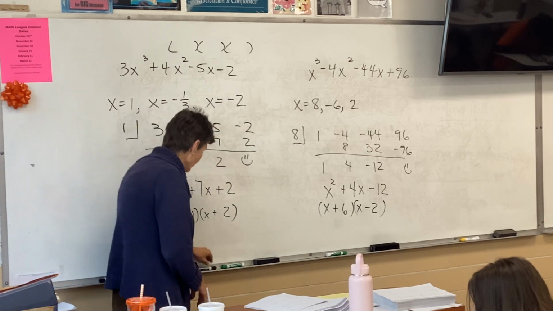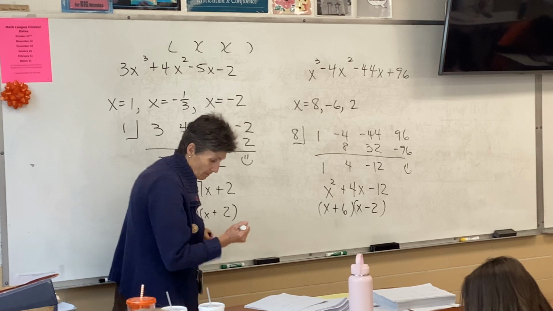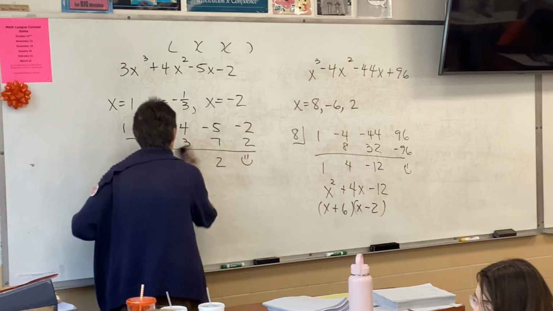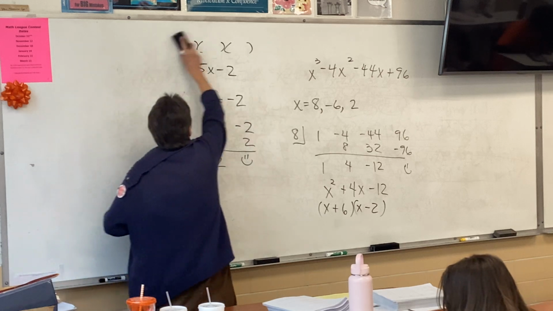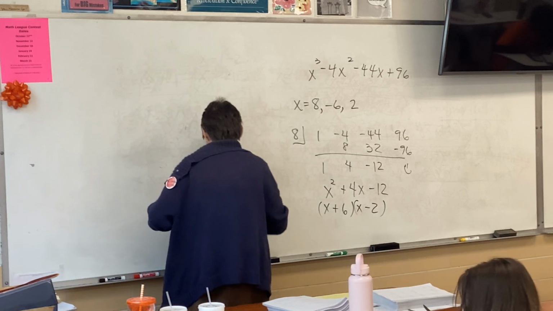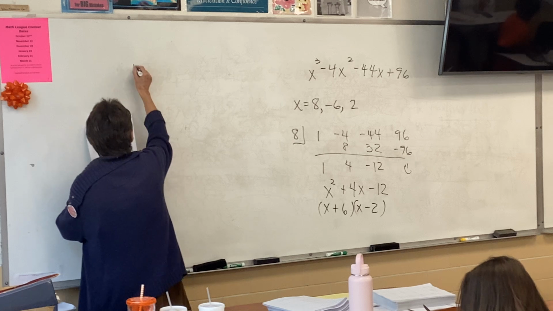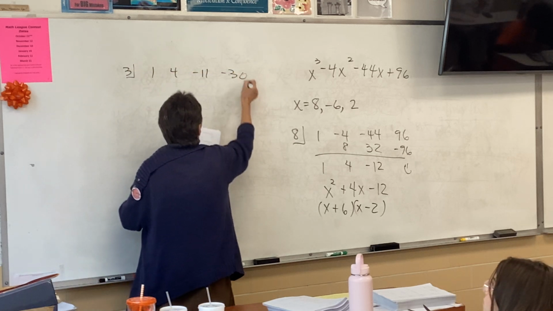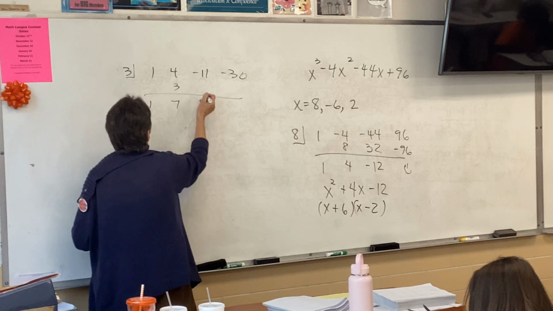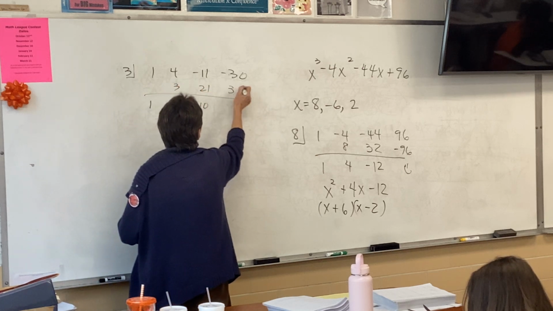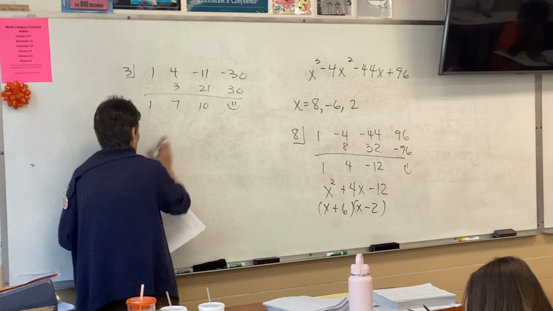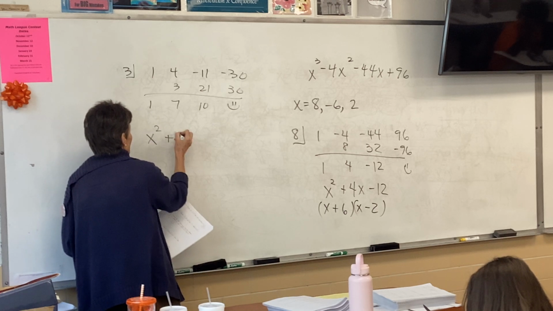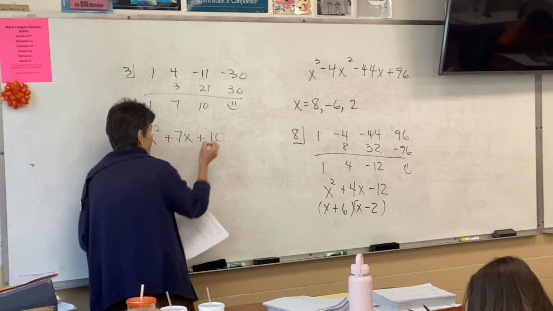Alright, were you able to figure it out, guys? Yep. What did you do first? You divided. So when they give you an answer, you're going to divide it out. So you put a 3 out here and divide it. Okay. And sure enough, it worked. Okay, so then what? X squared plus 7x plus 10.